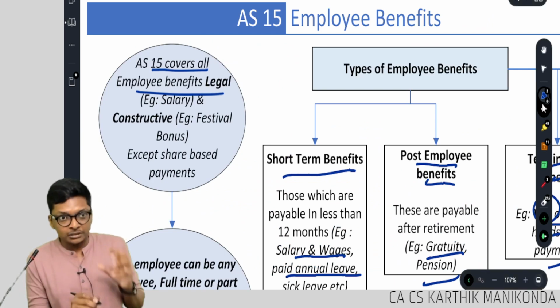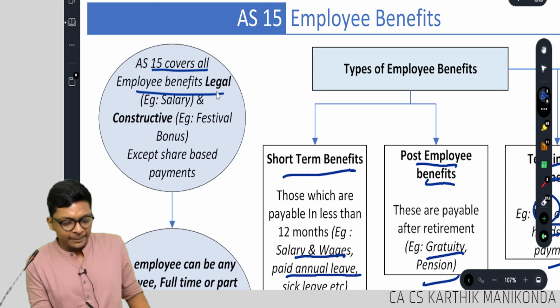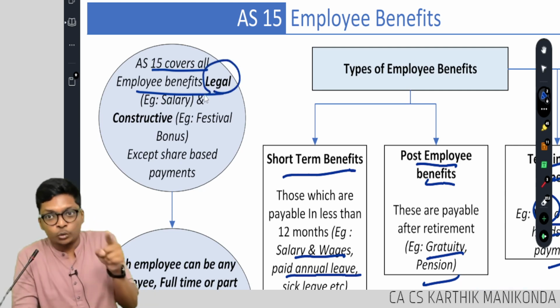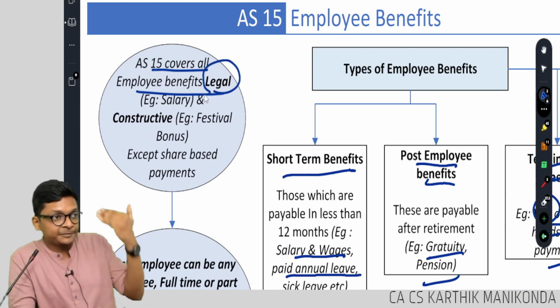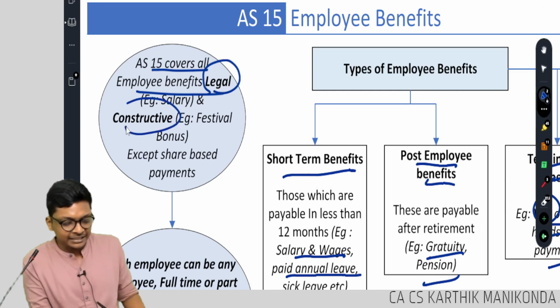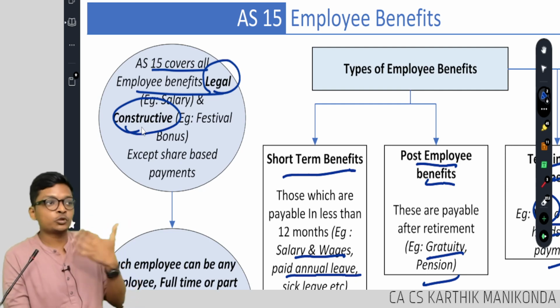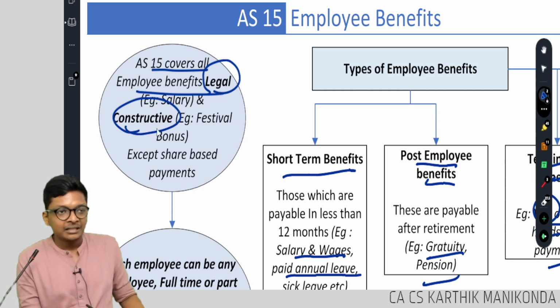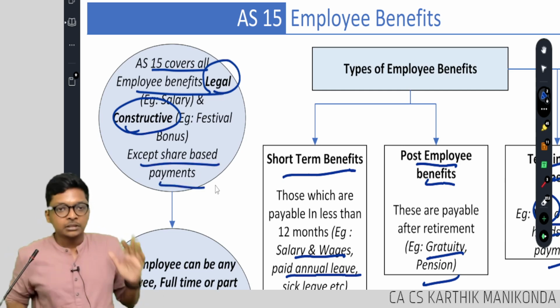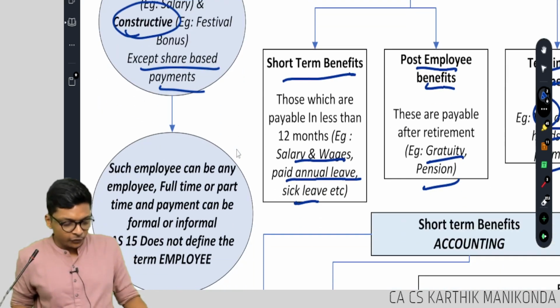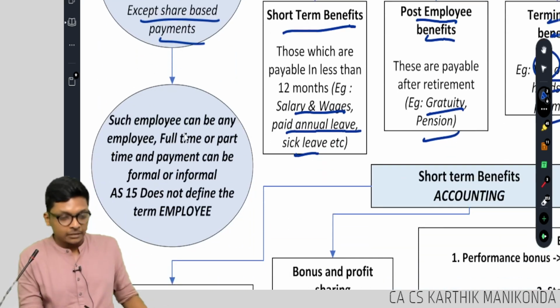Then the standard uses two keywords. Employee benefits which are legally given to employees: salary as per agreement. Constructive: tea, coffee, festival bonus. Those things you don't expect, but it's understood between us. So, legal or constructive, except share-based payments. Are you following, guys? This we already discussed.